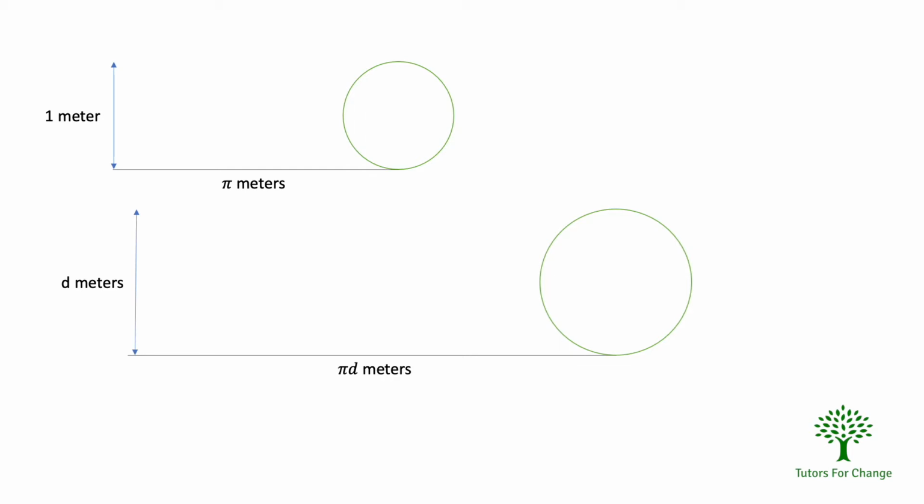What are we really measuring here? We're really measuring the circumference of this circle, the total distance along its boundary. The total distance traveled by this circle after completing one full rotation is equal to its circumference. So we get a nice formula. The circumference of a circle is equal to pi times its diameter.